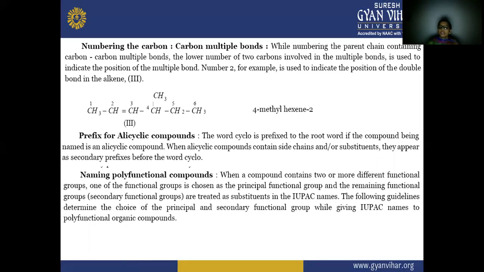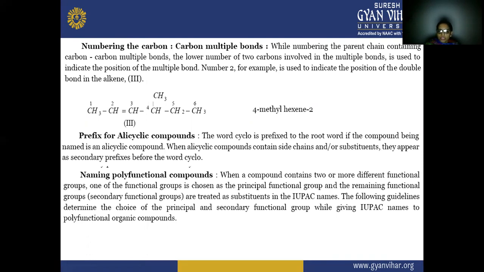So here the carbon multiple bond. While numbering the parent chain containing a carbon-carbon multiple bond, the lower number of the 2 carbons involved in the multiple bond is used to indicate the position of the multiple bond, and the number 2, for example, is used to indicate the position of the double bond in alkene. So it is having the name 4-methylhexene 2.